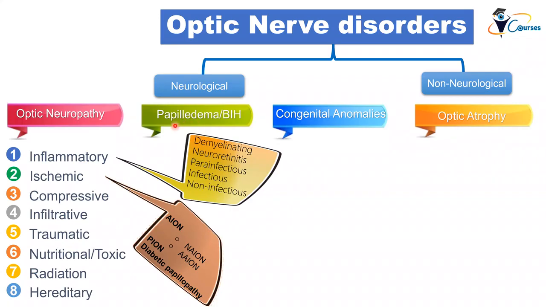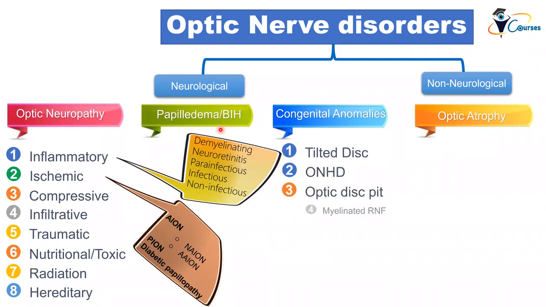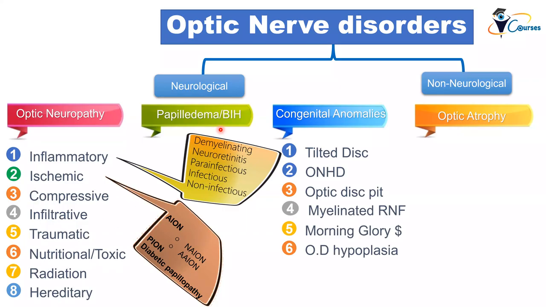There is a specific entity of papilledema or benign intracranial hypertension. And there are a lot of congenital anomalies. If you want to summarize them, there are the tilted disc, optic nerve head drusen, optic disc pit, myelinated retinal nerve fibers, morning glory syndrome, optic disc hypoplasia, megalopapilla, and Bergmeister papilla. Those are the ones most common to appear in the exams.